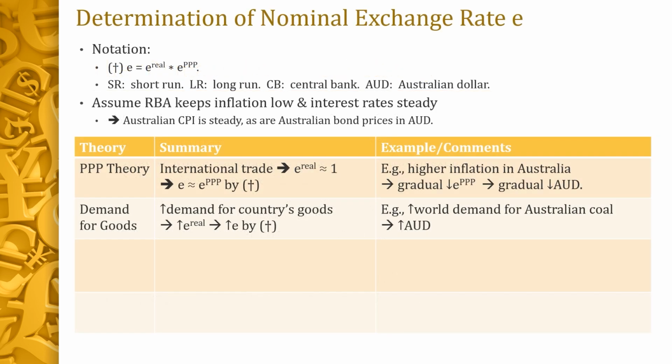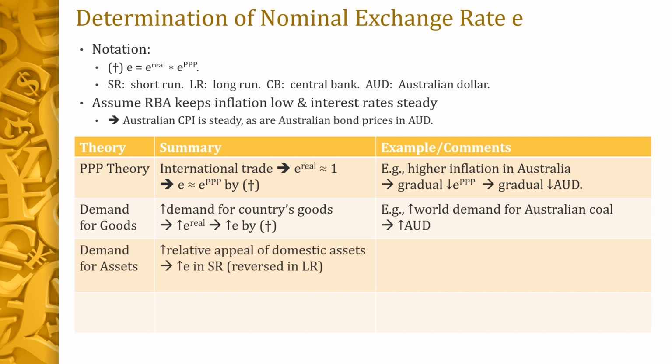These conclusions now appear on line 2 of the table. A rise in world demand for a country's goods leads E real to rise, which raises E by the dagger equation and the fact that ePPP cannot change much. For instance, a rise in world demand for Australian coal leads the Australian dollar to appreciate. The third theory is demand for assets.